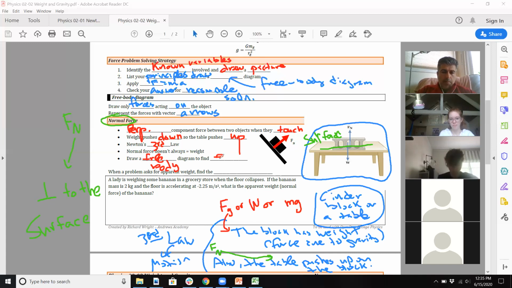Now, let me kind of help you out with how we're going to make this equation, because that's probably the toughest part, I'd say. It's the part I struggled with when I first took physics, because I never quite understood the strategy for this, or really considering all the things that are happening here. So when a problem asks for the apparent weight, you obviously want to find the normal force to help you do that.